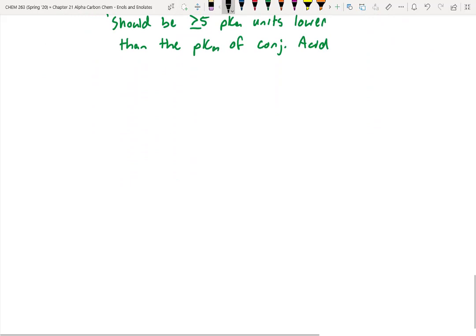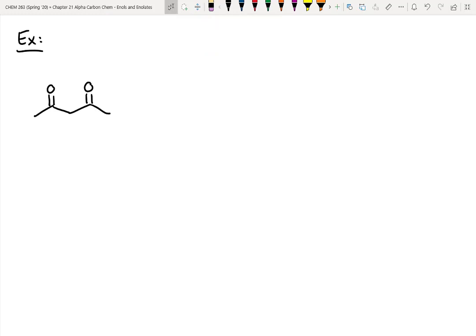So let's take this example where we have the diketone. And this was one I used in the last video. And we said in this diketone, these alpha protons in the middle are going to be the most acidic, because if you were to pluck one off, the negative charge could resonance delocalize to either carbon, right? And if you look this up in the pKa table, it's going to have a pKa of about 9.